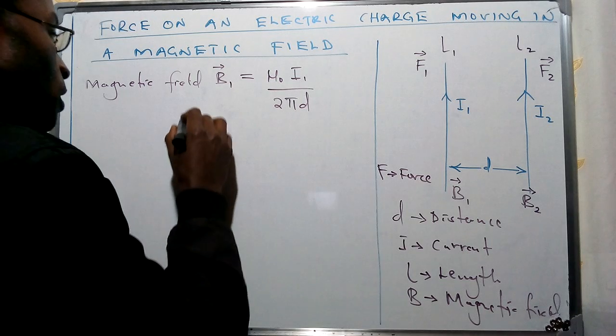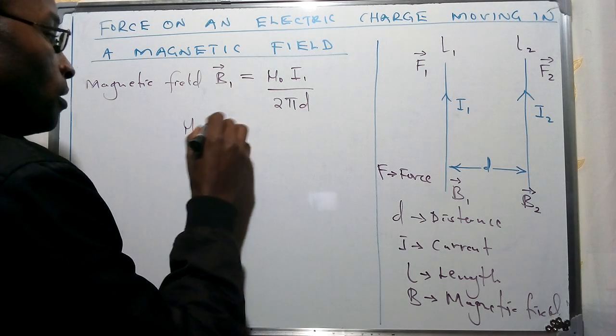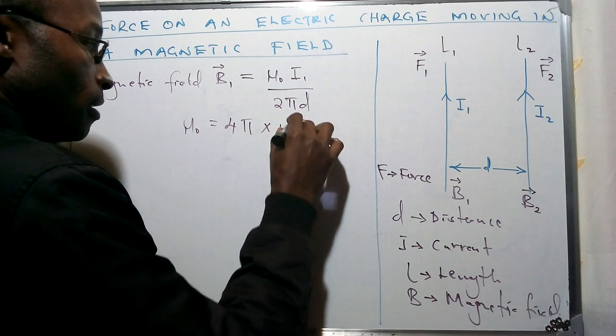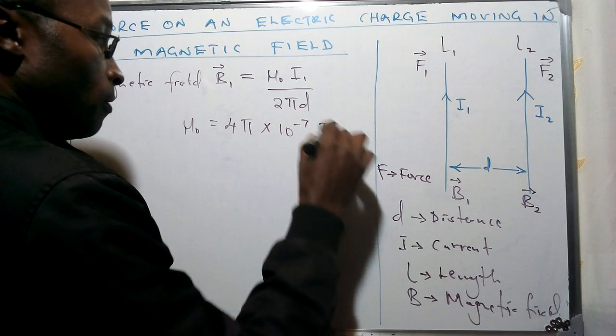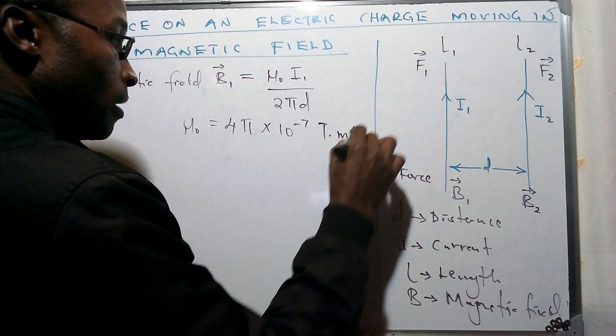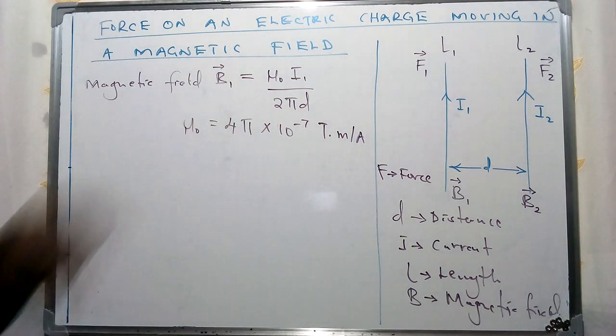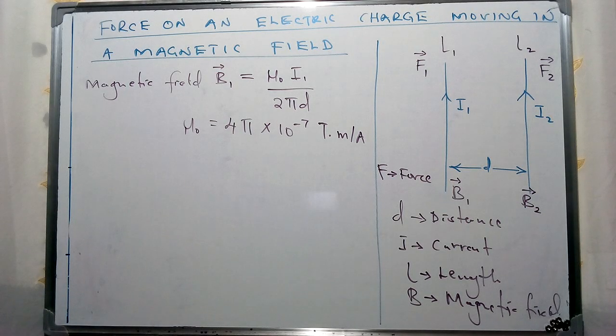And as I had mentioned, mu naught is equivalent to 4 pi times 10 to the negative 7, which is going to be given as Tesla meters per ampere. So in this case, this is going to be the value of this particular permittivity of free space. And from this specific case, of course, we can as well indicate the force which is F2.